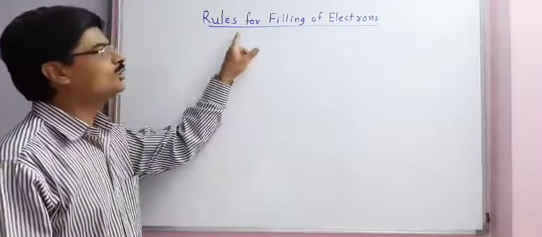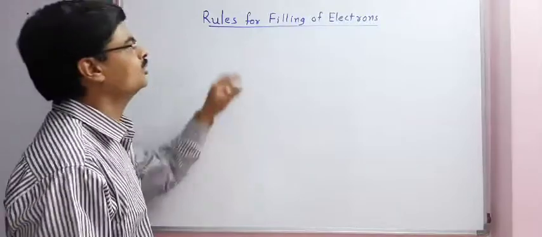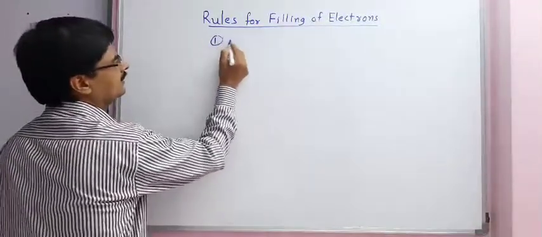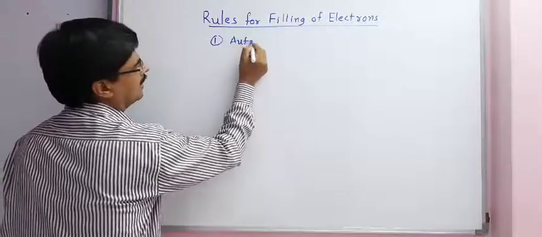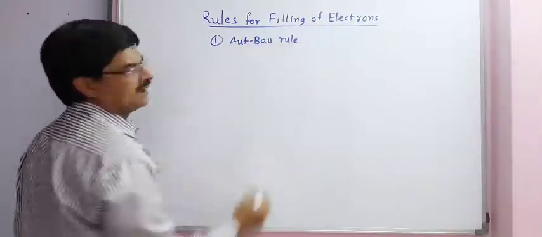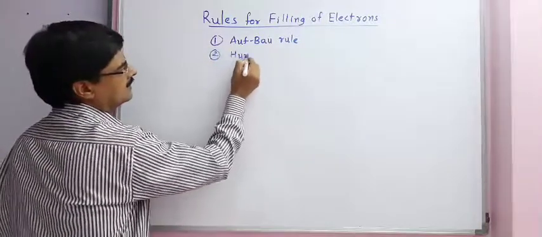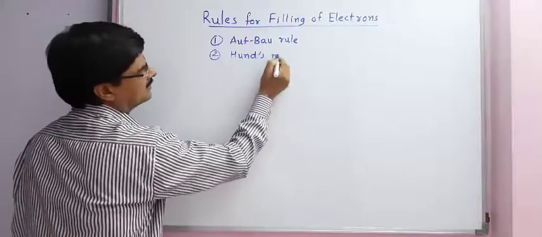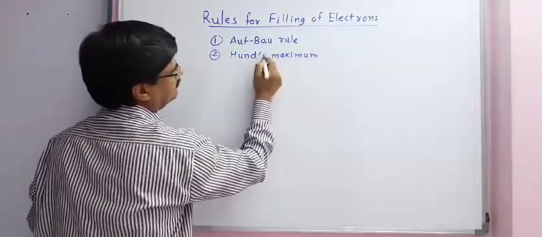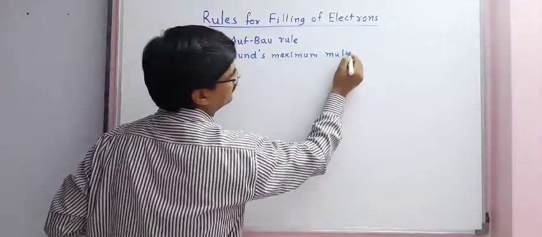We understand rules for filling of electrons. There are different rules for filling of electrons. First one is Aufbau rule. Second is Hund's maximum multiplicity rule.